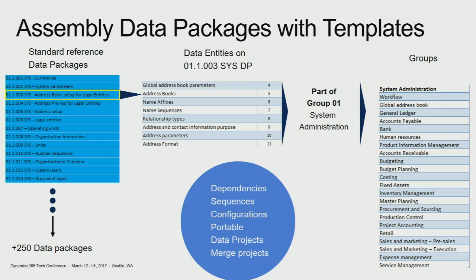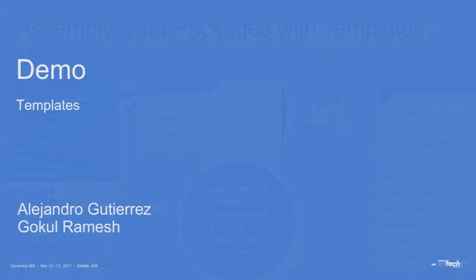Think about the template as the design of the data package without data. A data package contains the data entity, the sequence, and the data itself. The template is just the data entity reference and the sequence. That's it. No data on it. So it becomes easy to move around projects. Let me show you one example in the system of how a template looks.